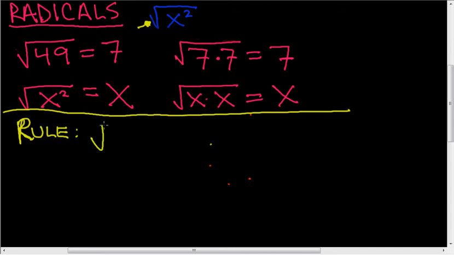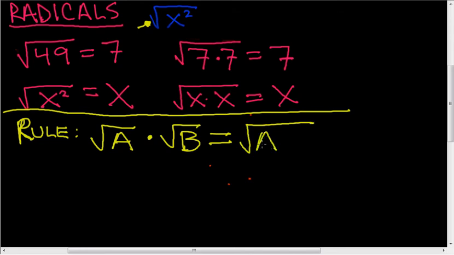So if I have the square root of A, and it's multiplying the square root of B, that is exactly the same as if I took the square root of A times B. So a rule for today, if we have a square root of something and we're multiplying it by another square root of something, we don't have to take these square roots individually. You can combine them inside the square root and then take the square root of it. Let's see if this works.